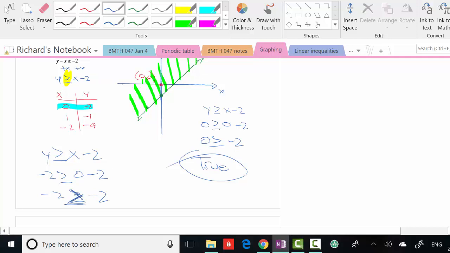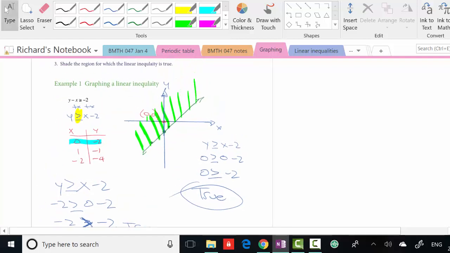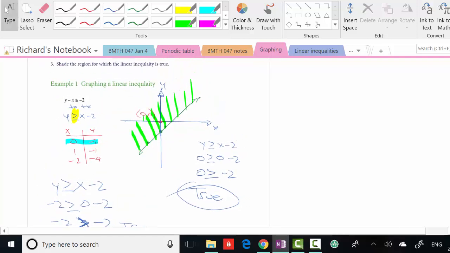Notice that the inequality symbol is greater than or equal to, which means that you can have equality and still have a true statement. Well, in this case, minus 2 equals minus 2. So once again, this is true. So the boundary line itself also satisfies the inequality, and that's why it has a solid line.